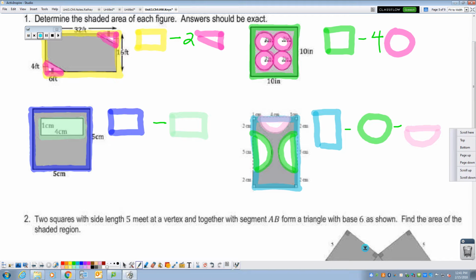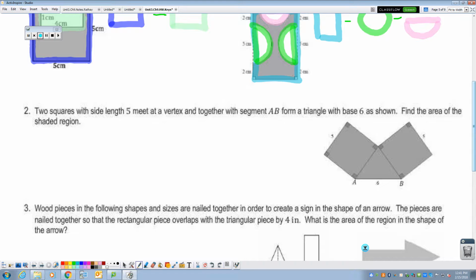Next one. 2 squares with a side length of 5 meet at a vertex, and together with segment AB form a triangle of base 6 is shown. So they're describing the picture. Find the area of the shaded region. Well, this question is made of 2 squares, 5 by 5 squares. They're both the same. So we have 2 of those squares, and then we have to add in that triangle.